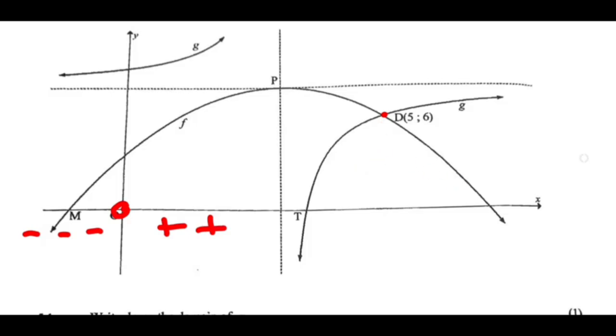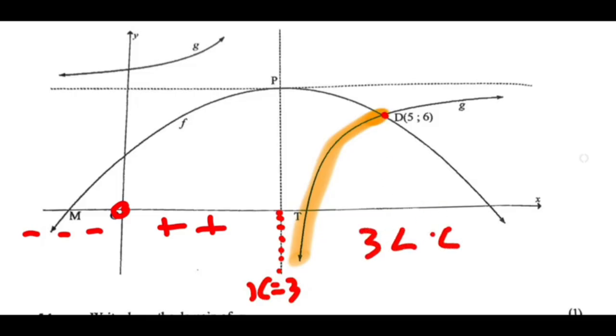Now we need to give the answer g of x less than f of x, g below f. From this point of intersection you can see g below f, and the x values here: this is the x value 3. Must remember this is an asymptote, x value is 3 here. So between 3 and 5, that will be my answer. Between 3 and 5, g is below f.